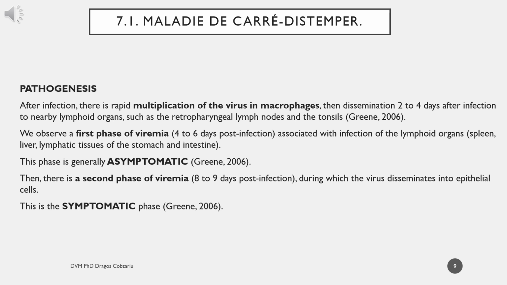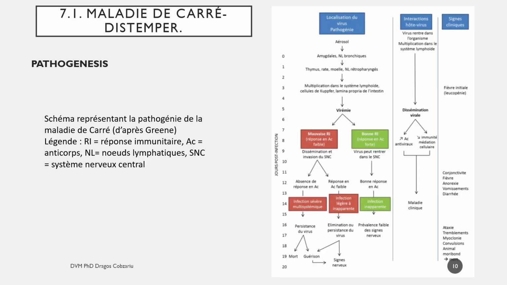After infection, there is rapid multiplication of the virus in macrophages, then dissemination 2 to 4 days after infection to nearby lymphoid organs, such as the retropharyngeal lymph nodes and the tonsils. We observe a first phase of viremia, 4 to 6 days post-infection, associated with infection of the lymphoid organs, spleen, liver, lymphatic tissues of the stomach and intestine. This phase is generally asymptomatic. Then, there is a second phase of viremia, 8 to 9 days post-infection, during which the virus disseminates into epithelial cells. This is the symptomatic phase.